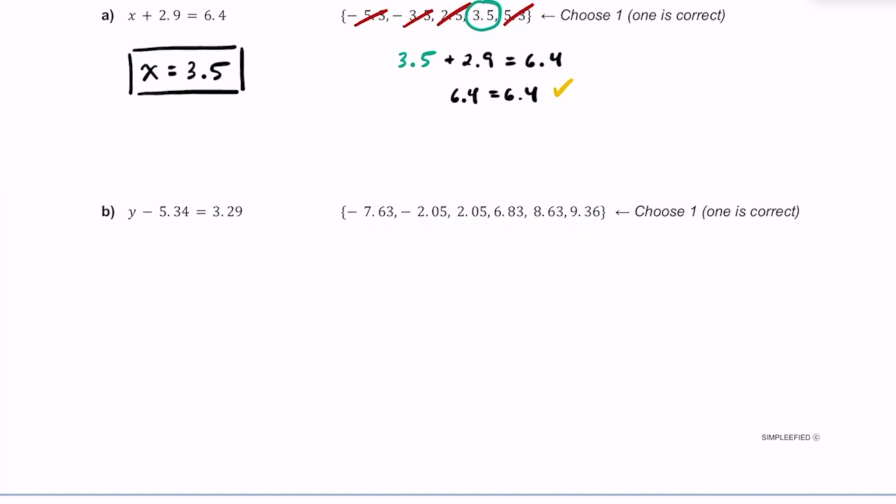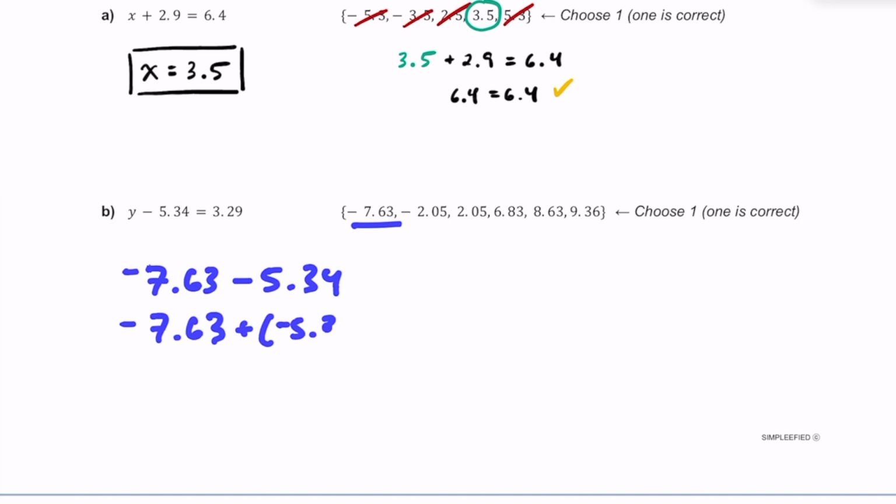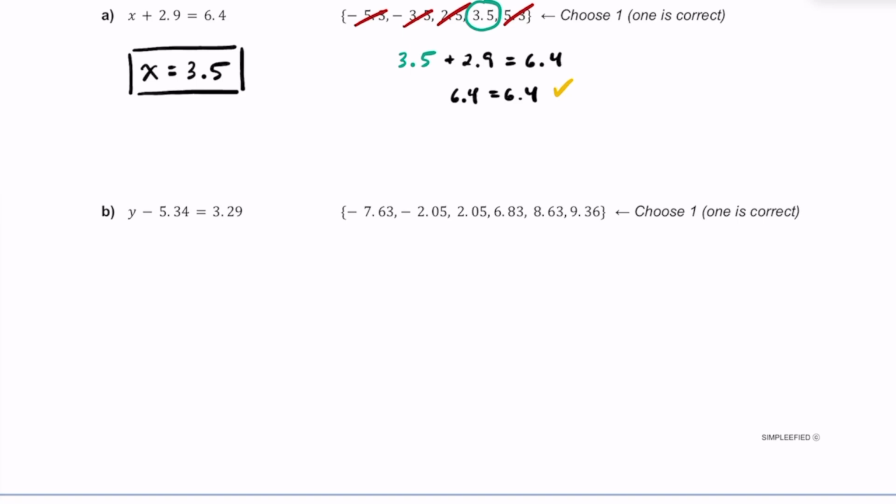Let's see, if we start off with maybe this negative 7.63, if we take negative 7.63 and take away 5.34, keep in mind that if you rewrite this as an addition problem, it's negative 7.63 plus negative 5.34. Now, a negative plus a negative is going to be more negative. So for that reason, these first two answer choices are not going to make any sense here. If you take negative numbers and take away a positive number, it's just going to become more negative. So neither of those are going to work.